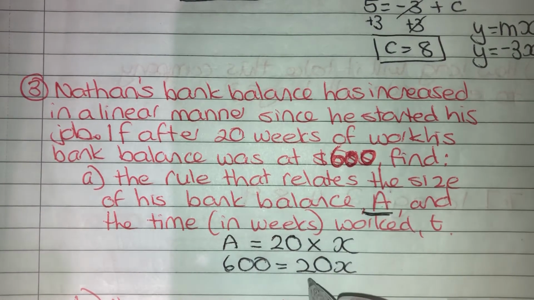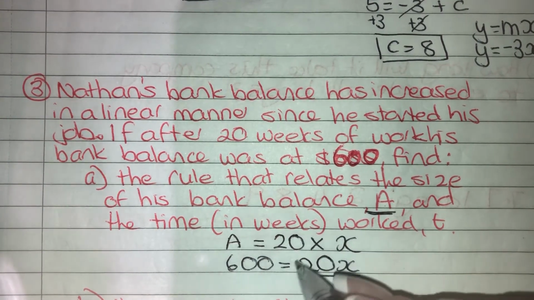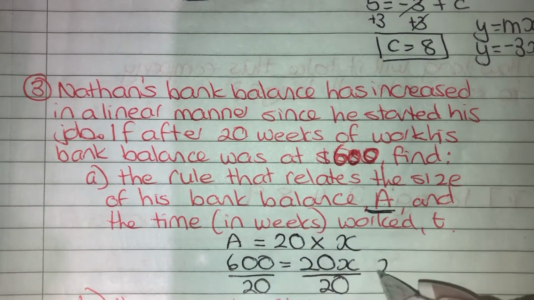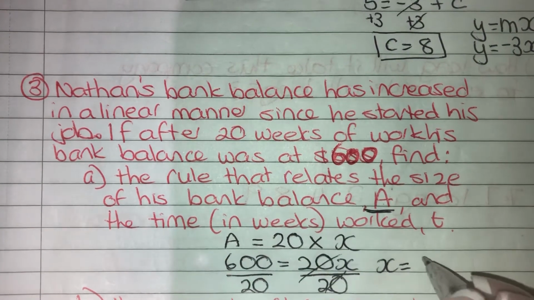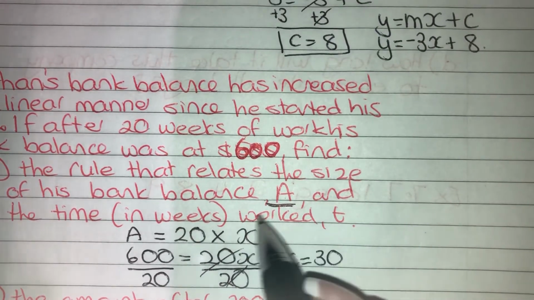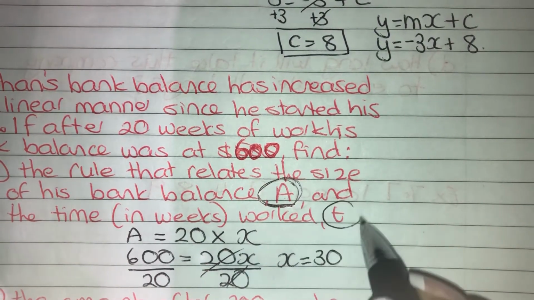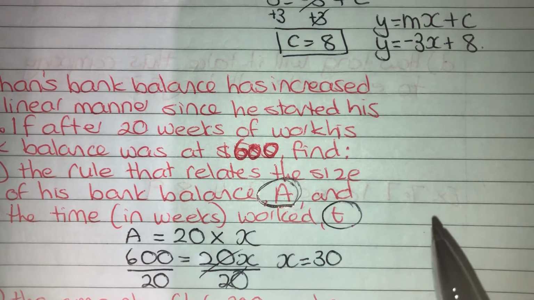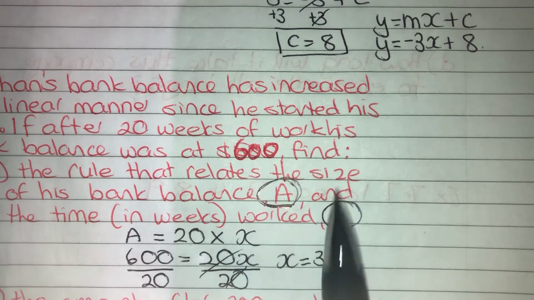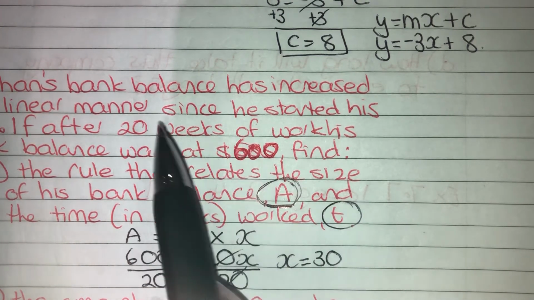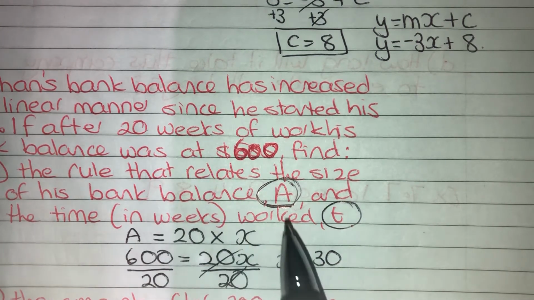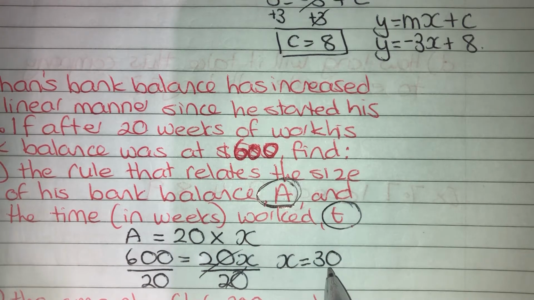Okay, then we do some algebra. How do you get rid of the 20? It's sitting right next to it. Divide both sides by 20. So x is going to equal 30. What does this mean? Okay, think about what that might mean. The end says we want an A and we want a T. So what on earth is the 30? He's worked for 20 weeks. He's ended up with 600. We've found 30. What could that be? 20 times 30 makes 600. So what's the 30? That must be what he gets per week.